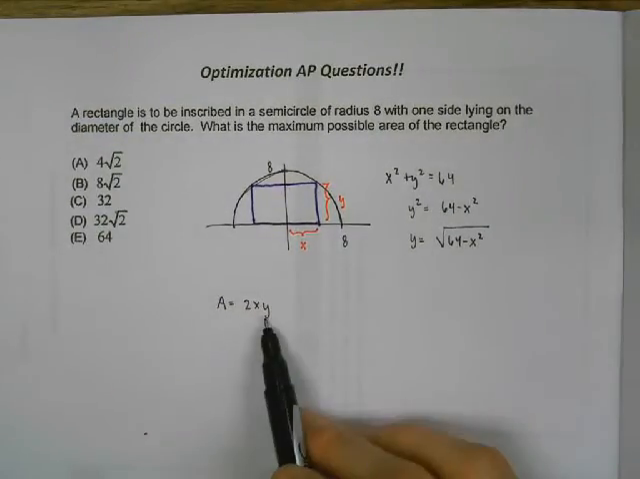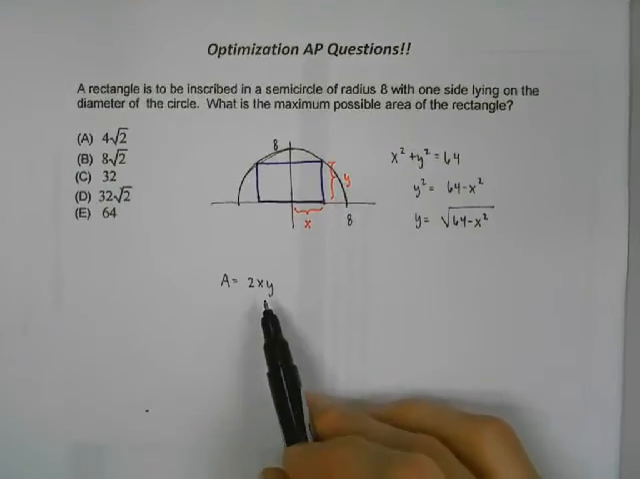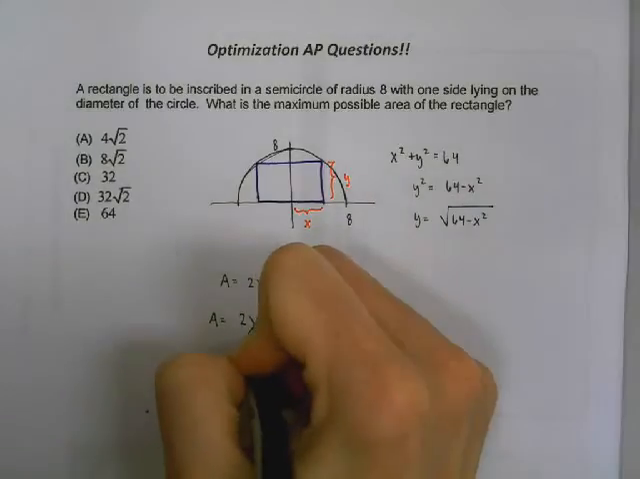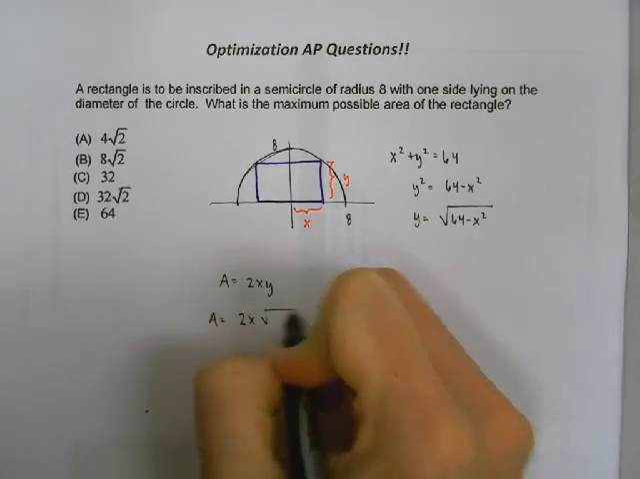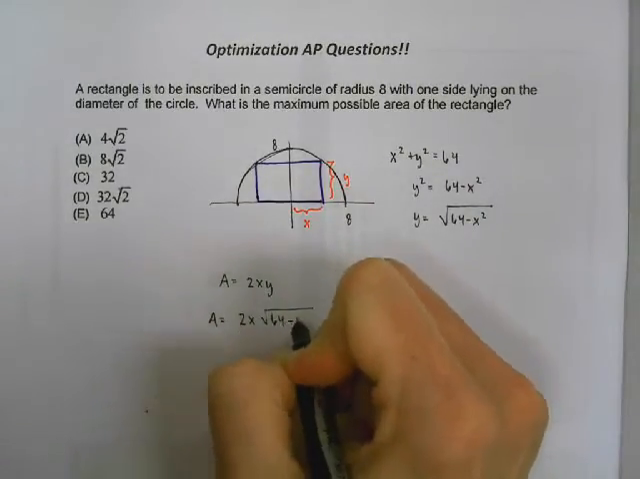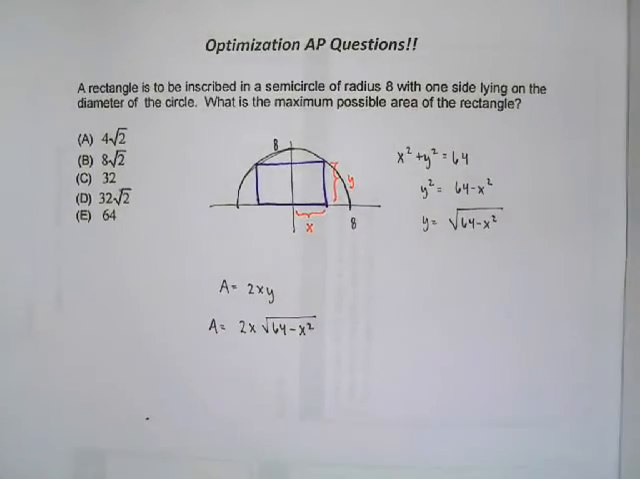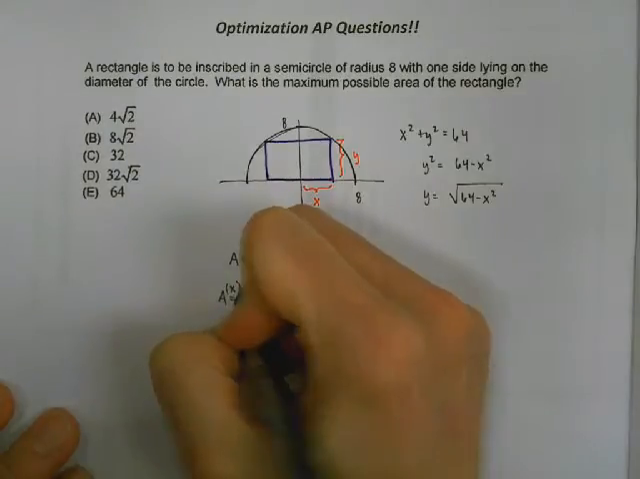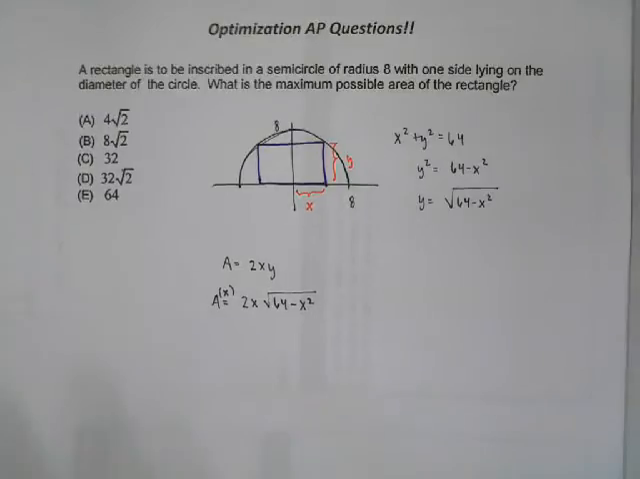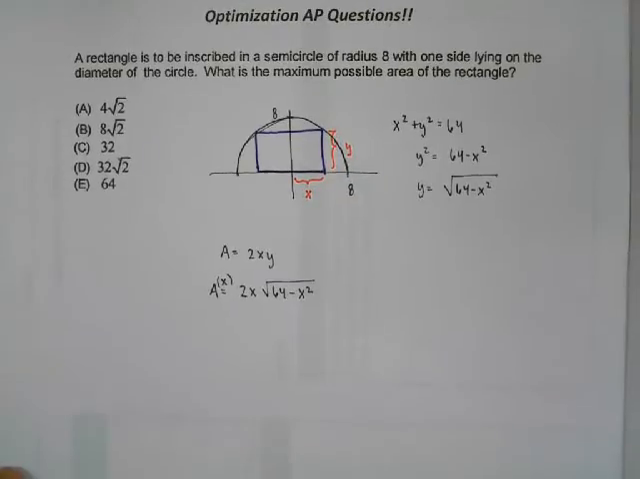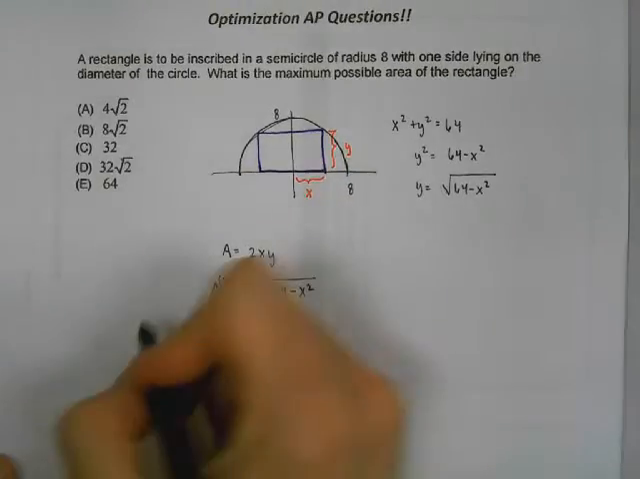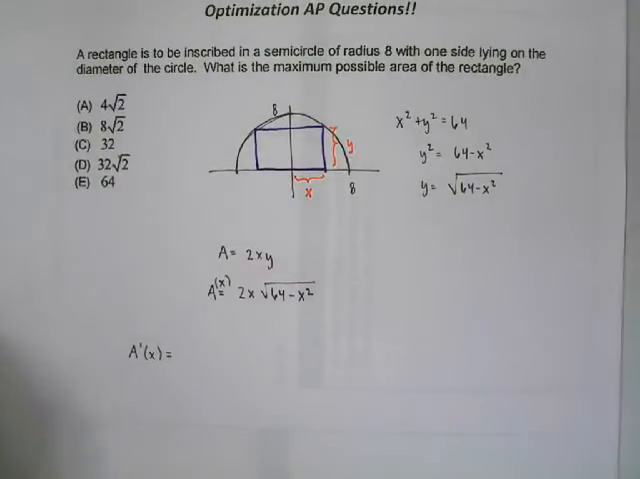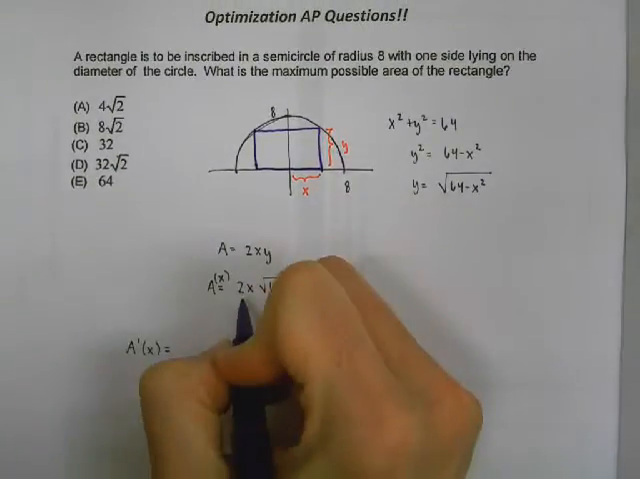So now I have something that I can substitute in for y, so I just have area in terms of x. So now I know my area is 2x times the square root of 64 minus x squared. So now I have my area in terms of x. I'm going to call that A of x. And so now all that's left to do is take the derivative, set it equal to 0, and then solve for that x value. Now, one thing we need to be careful of here, and something that gets missed a lot, is be careful to use product rule here.